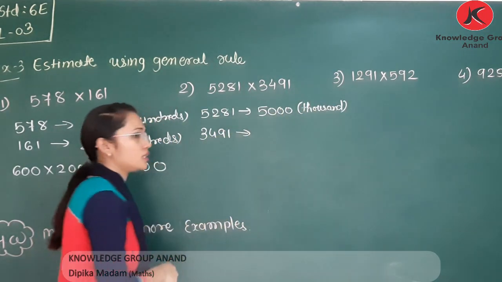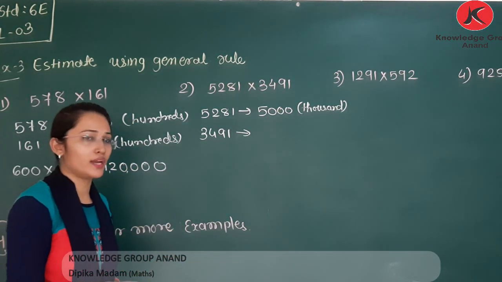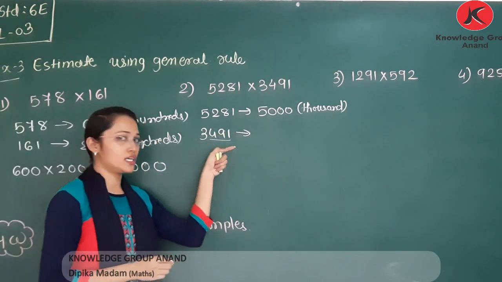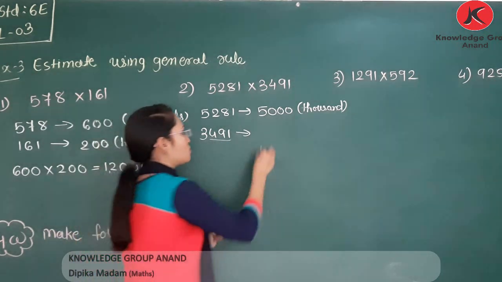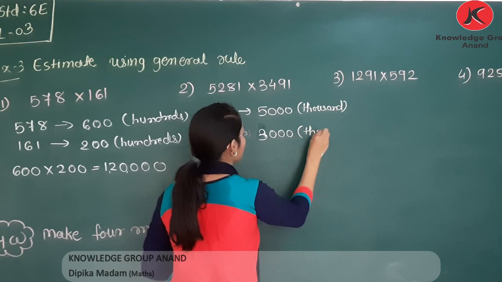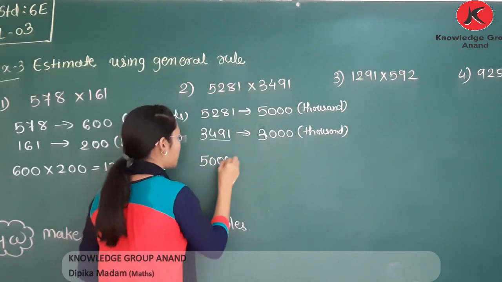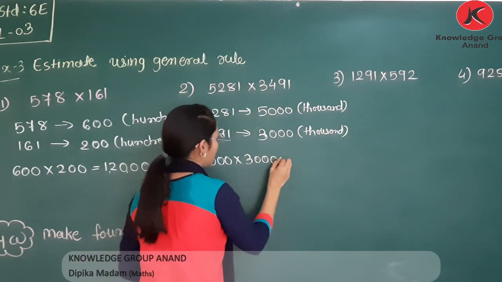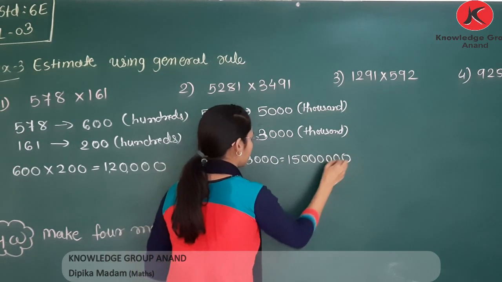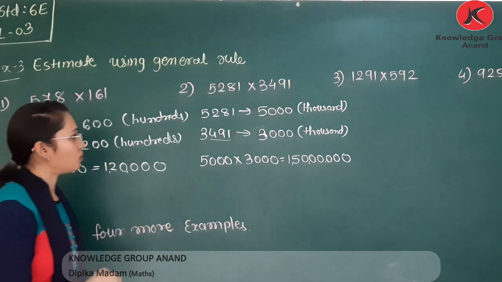3,491. So it is between 3,000 and 4,000. What is the nearest value? You have to check the last 3 digits, that is 491. 491 is less than 499. So estimated to 3,000. So 5,000 multiply 3,000 is 1,50 lakh.